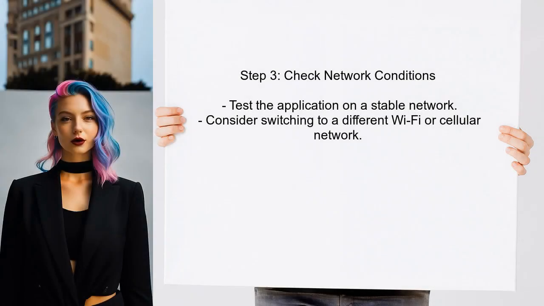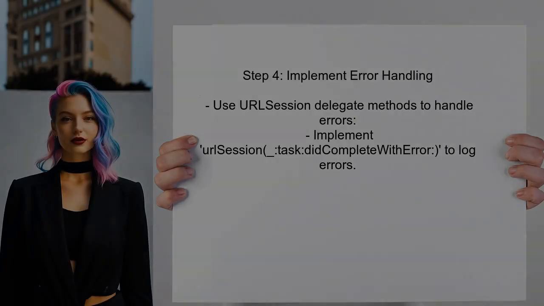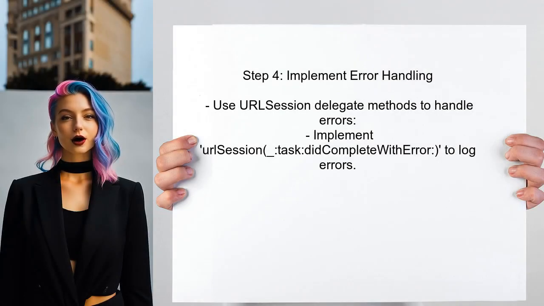The user should also consider the network conditions. If the network is unstable or if there are connectivity issues, this can trigger the error. Testing on a different network may help. Additionally, the user can implement error handling in their URL session delegate methods.